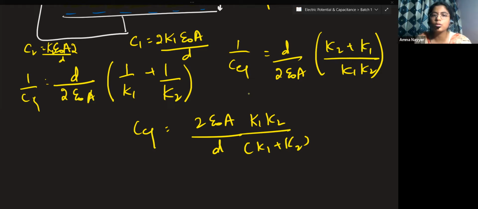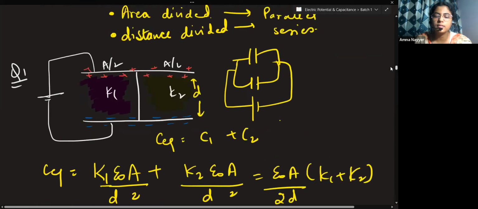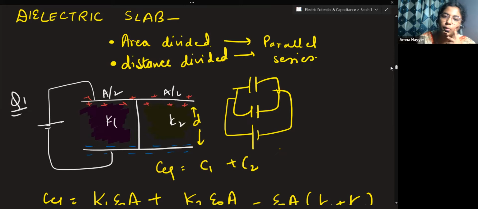So this can also come in your examination. So that was the last case. Note down these two cases as well. Area getting divided, parallel; distance getting divided, series. So quickly, hurry up, just note it down. Copy it down quickly. And if any doubts are there, ask.